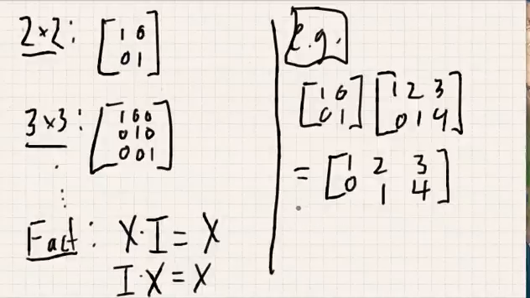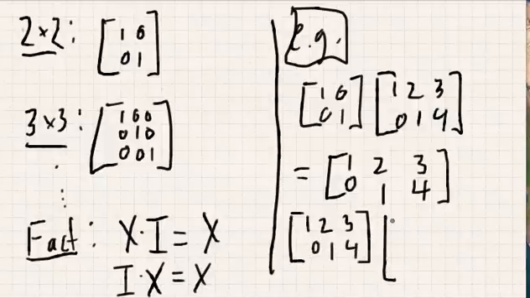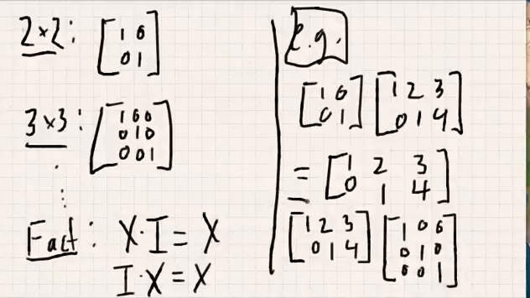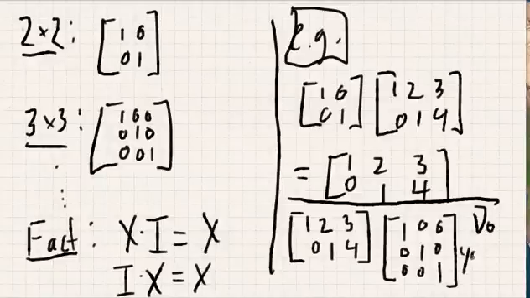Okay. As an exercise, you can check going the other way. I can't multiply on the right by the 2 by 2 identity matrix, but as an exercise, why don't you check that multiplying on the right by the 3 by 3 identity matrix also does the same thing. So do that yourself. Okay.